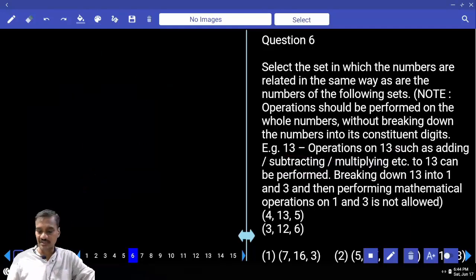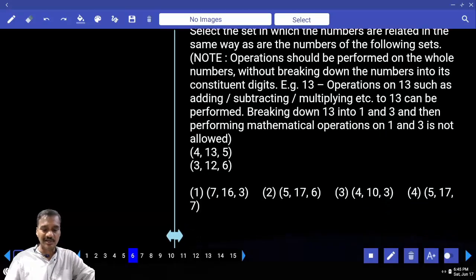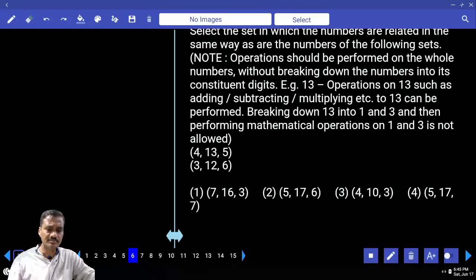Now we need to get 8. 2 into 4, 8, plus 5. 3 into 2, 6, plus 6, 12. Is it correct? The first number twice is added to the last digit to get the middle one.